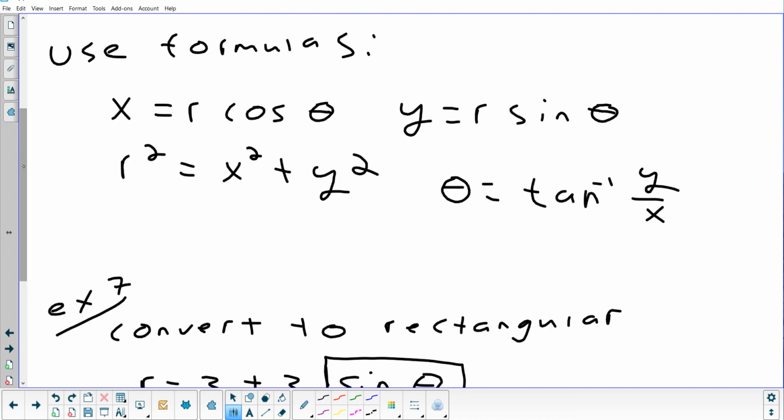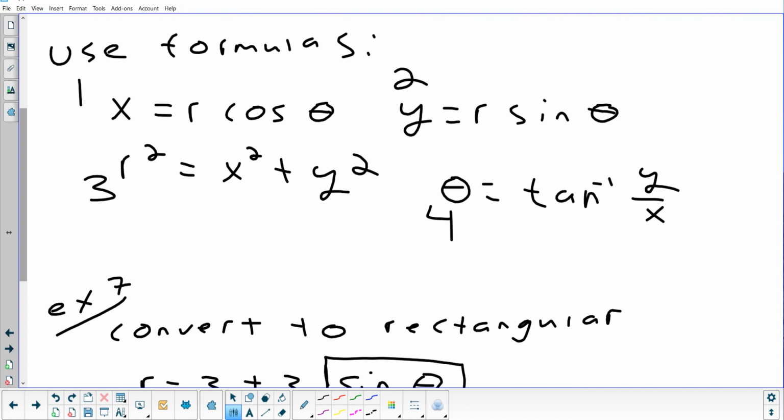Which formula here do you think we're going to be able to use? Let's just number them so it's easier to talk about them. We're going to replace sine theta. So what formula do you think we're going to look at? Chris? Number 4.